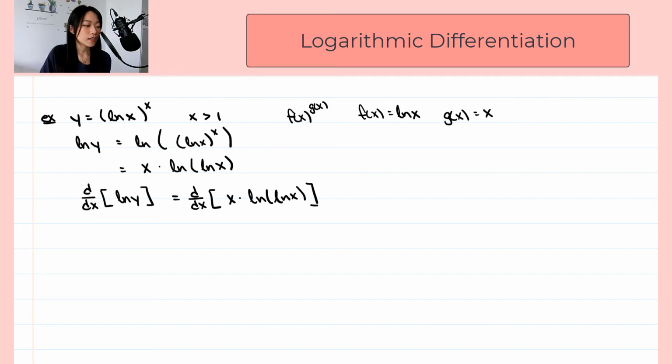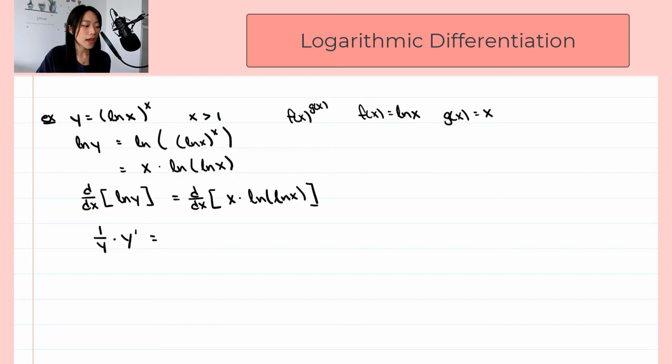So the left-hand side, derivative of ln of y. Derivative of ln of x is 1 over x. But here, instead of x, we have y, a function of x. So we're going to use the chain rule. So the left-hand side is 1 over y times derivative of the inside function, y prime, equals derivative of the right-hand side.